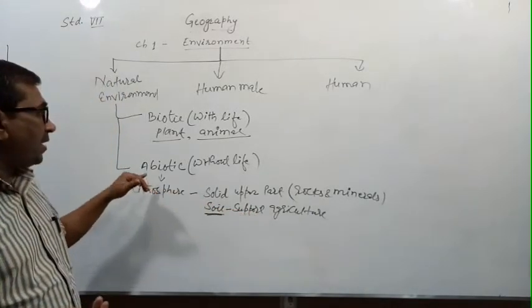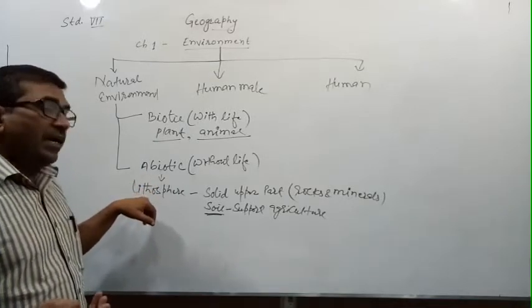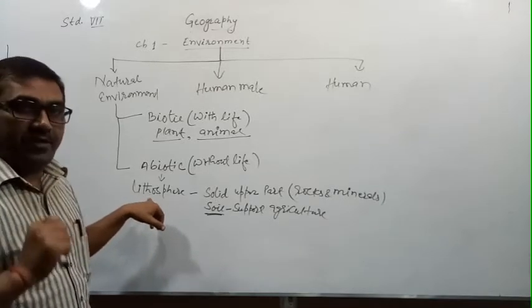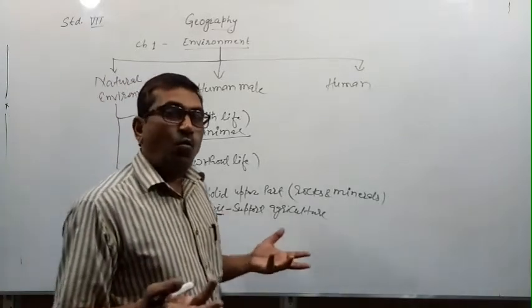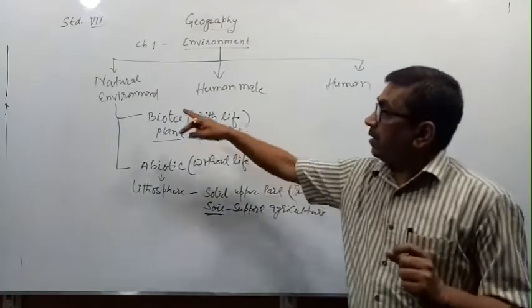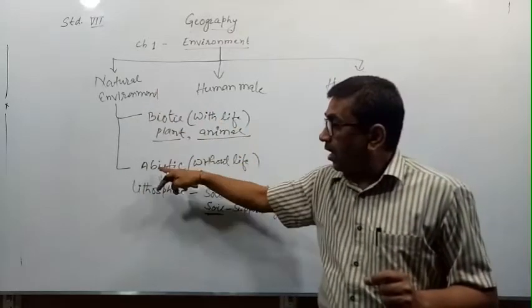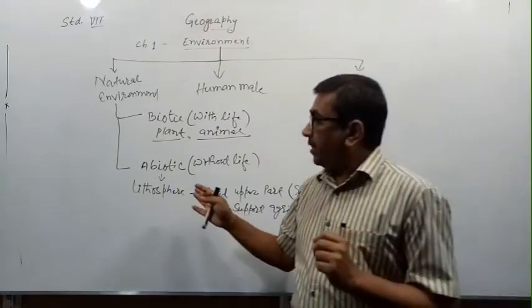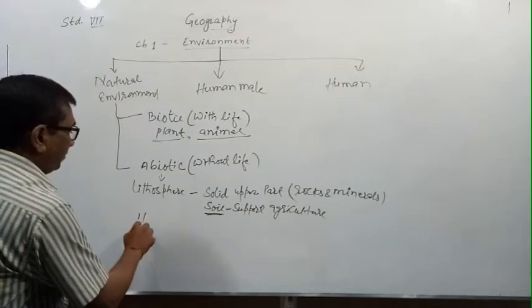And which natural environment? Abiotic. So what type of component is the lithosphere? The lithosphere is a natural abiotic environment. If anybody asks what the lithosphere is and what type of component it is, it is natural, and natural is a part of abiotic, the natural abiotic environment. Then another component of the abiotic environment is the hydrosphere.